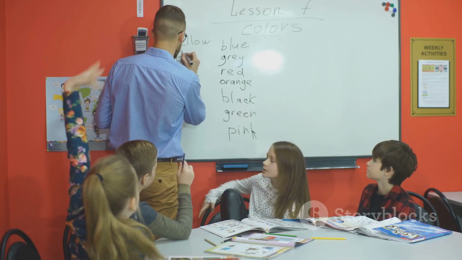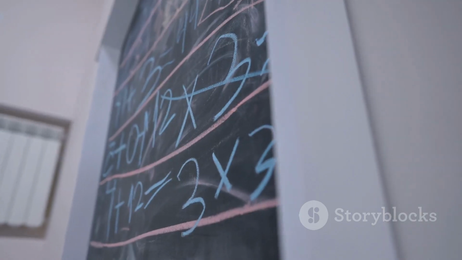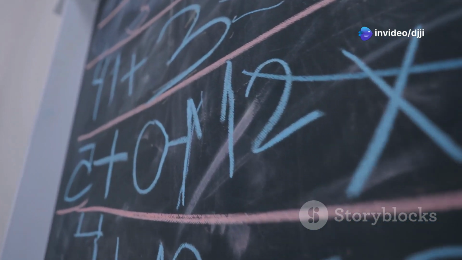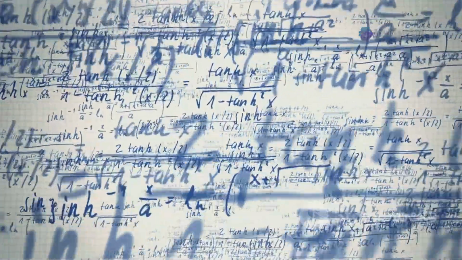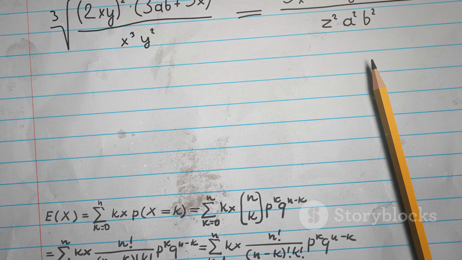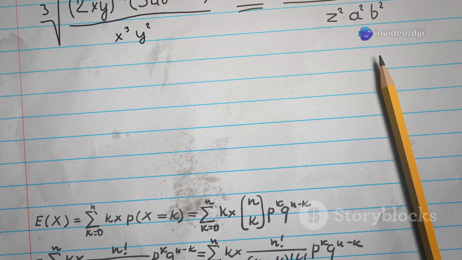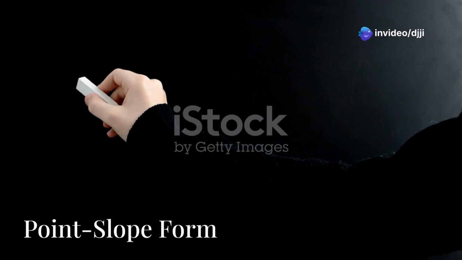Next, use the slope-intercept form, y equals mx plus b. Find the y-intercept b by substituting one of the points, x1, y1, and the calculated slope m into the equation y equals mx plus b. Solve for b. Finally, write the equation by substituting the slope, m, and y-intercept b into the slope-intercept form y equals mx plus b.